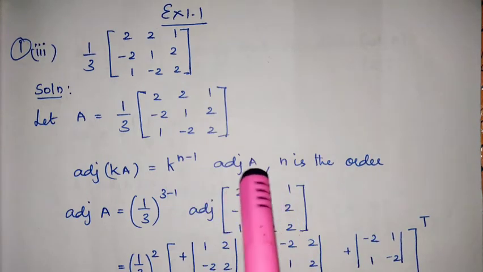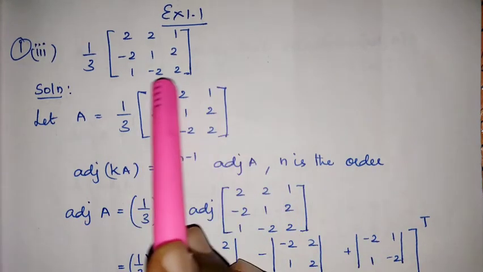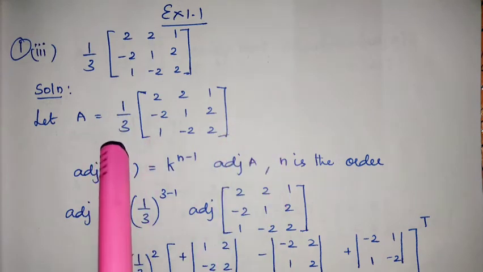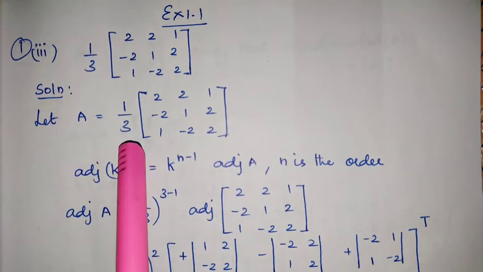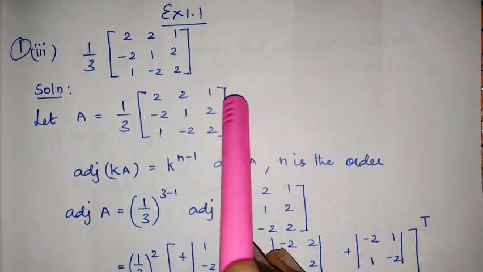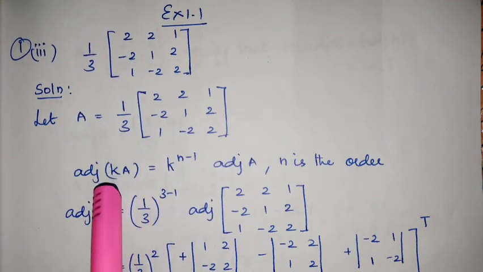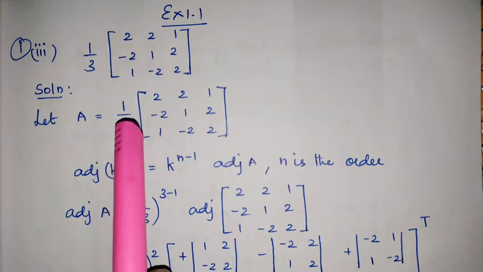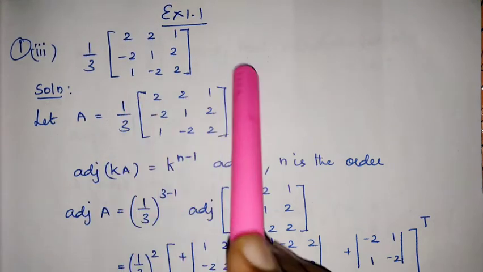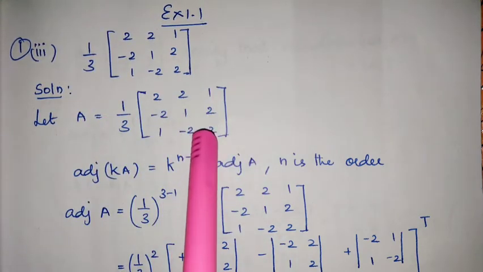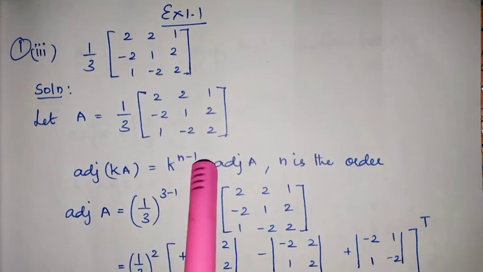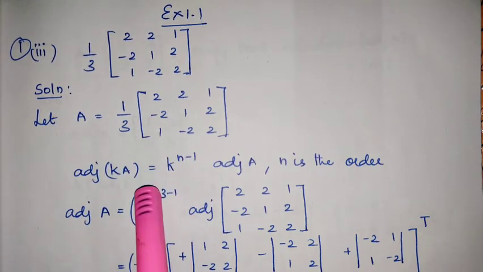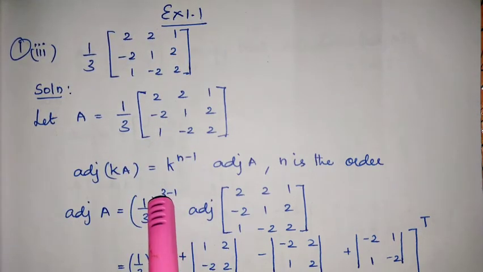So what is given here? When a matrix is to be multiplied by a number or a constant, it is taken as K into A. So here K is nothing but 1 by 3. Can you understand? K is nothing but 1 by 3. So the adjoint of this matrix is K to the power n minus 1. What is K? 1 by 3. So 1 by 3 whole power 3 minus 1.